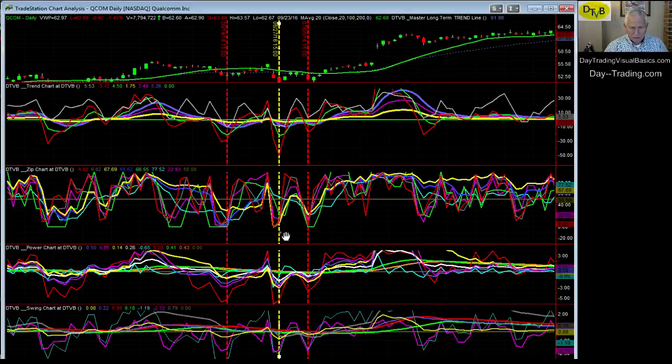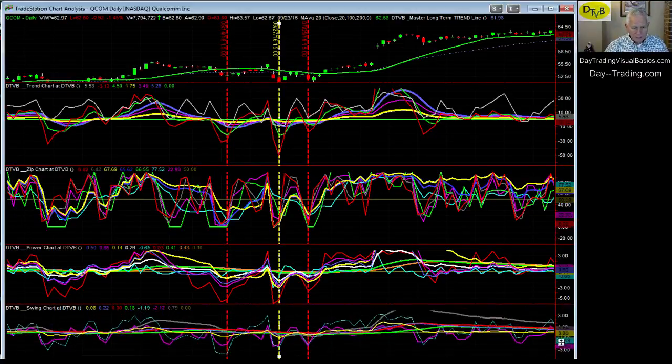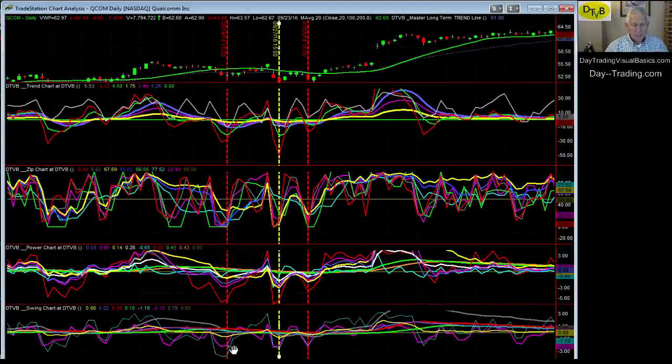The other one, the third day, looks like it gaps down, but then it goes back up almost to the same price. The third one here is a trend red low angle up, power red is low angle up, and swing pink is low angle up, but swing Zion is low angle down. And again, we got divergence.